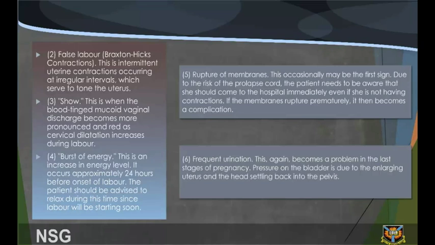Rupture of membranes. This occasionally may be the first sign. Due to the risk of prolapsed cord, the patient needs to be aware that she should come to the hospital immediately even if she is not having contractions. If the membranes rupture prematurely, it then becomes a complication. Frequent urination. This again becomes a problem in the last stage of pregnancy. Pressure on the bladder is due to the enlarging uterus and the head settling back into the pelvis.